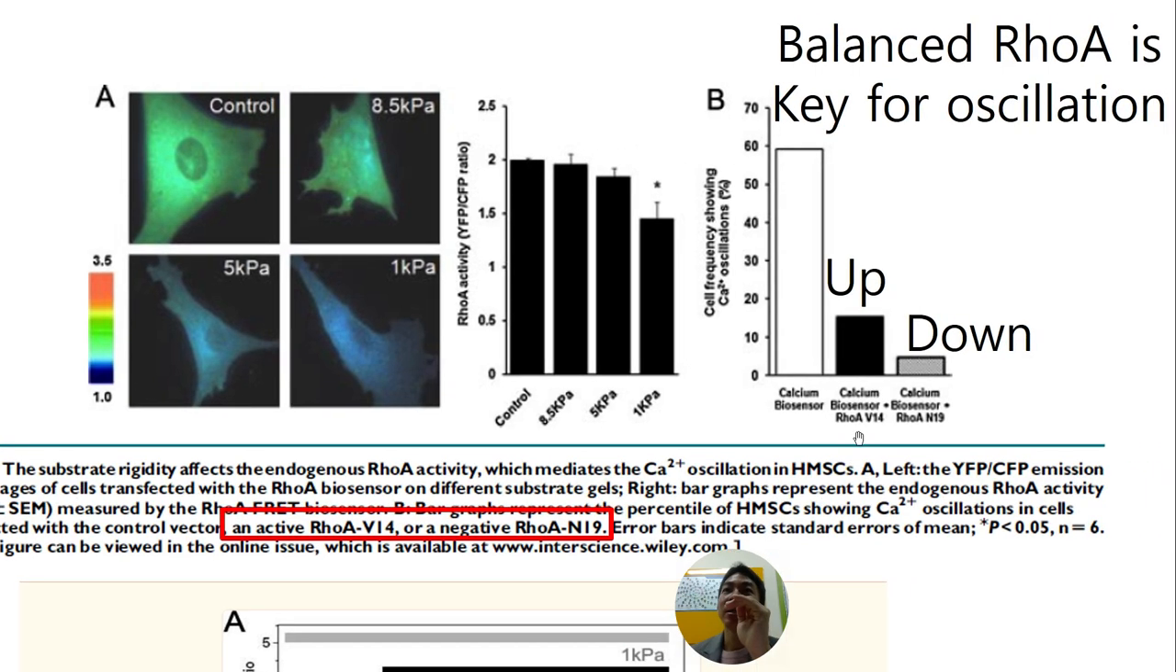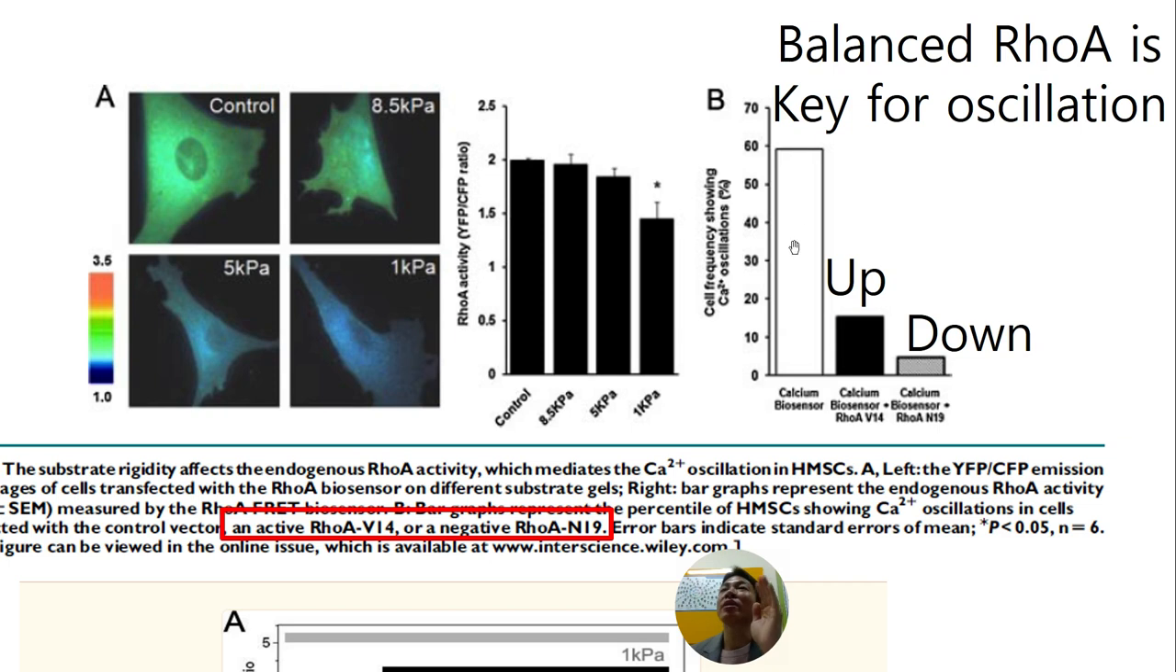And then this is Rho V14 and then Rho 9 and 19. This is the Rho knockdown plasmid. Rho V14 is the Rho exogenous activating plasmid. This is their control, with the calcium biosensor. So this is a normal human MSC. They maintain this 60% calcium frequency, okay?